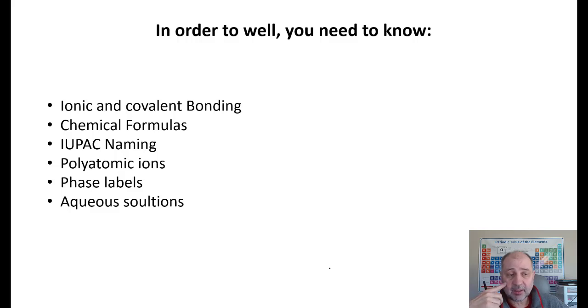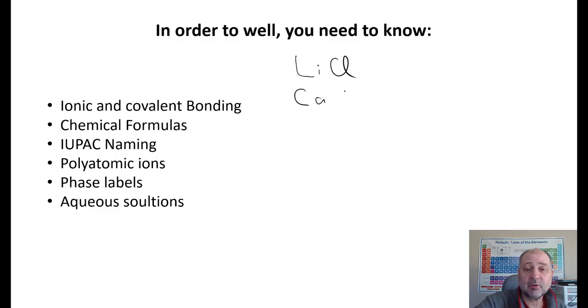Ionic and covalent bonding is a prereq for that. You need to know the difference and why ionic compounds form aqueous solutions. You need to know the chemical formulas of these and why they are what they are. For example, if you have lithium chloride, it's in a 1-to-1 ratio, but if you have calcium chloride, it's in a 1-to-2 ratio. You should also be able to name these things, and you need to understand how polyatomic ions fit in with ionic compounds.